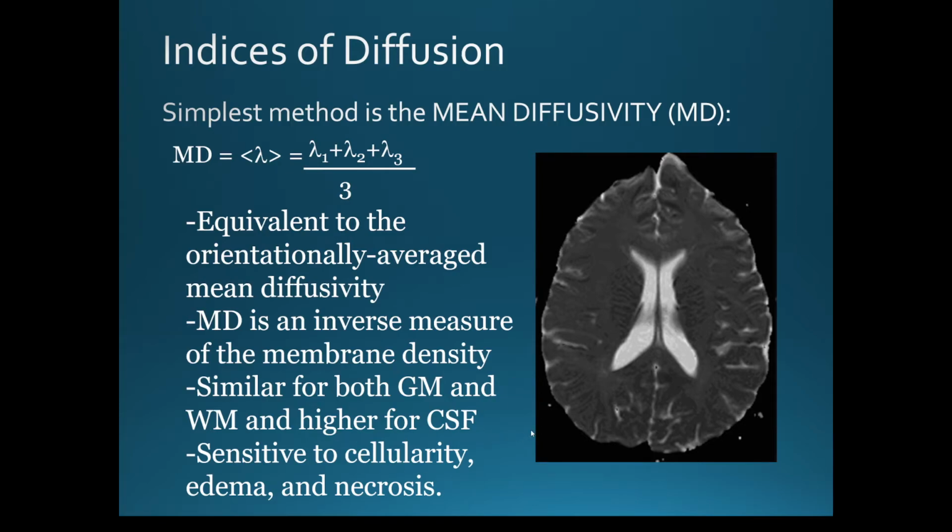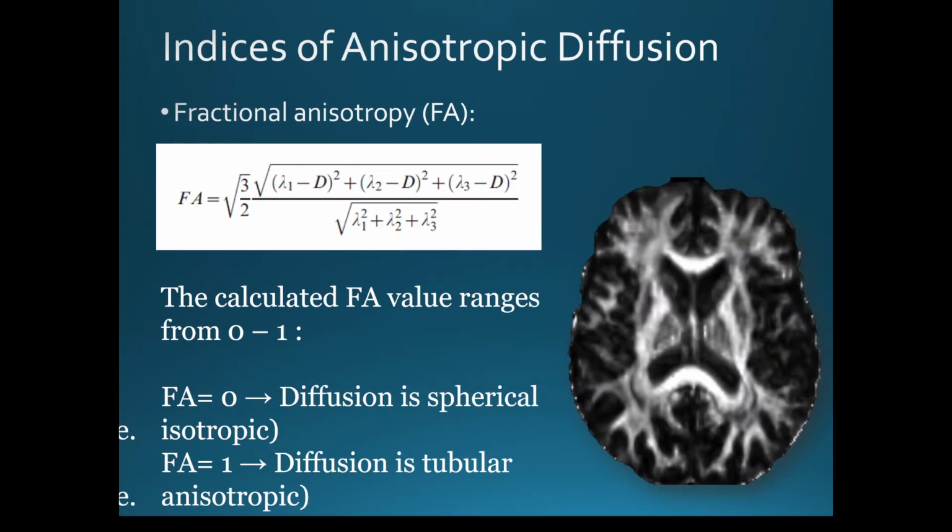This can be sensitive to cellularity, edema, and necrosis, meaning that we can see areas that might show up relatively brighter on this type of mean diffusivity image. If we had a relatively brighter spot right here, that might be an area of swelling or something else has changed. It's different. And so that has clinical utility.